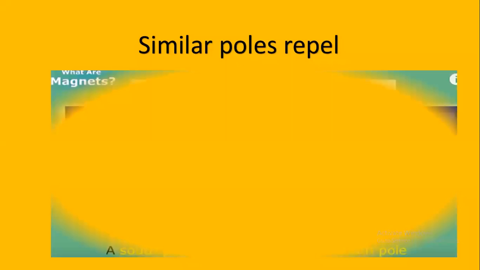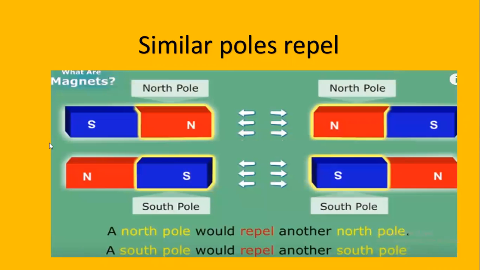And a very amazing part: similar poles repel. See how similar poles are repelling. North and north, south and south. North pole, north pole. South pole, south pole. They repel. That means similar poles repel. A North Pole will repel another North Pole. A South Pole will repel another South Pole. Clear? It's very clear from the diagram.